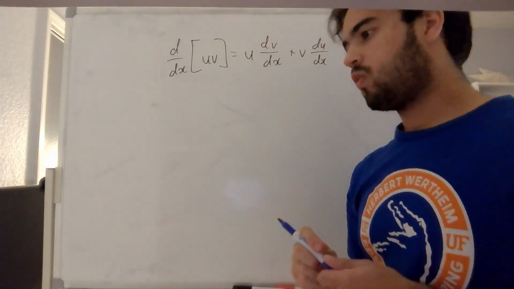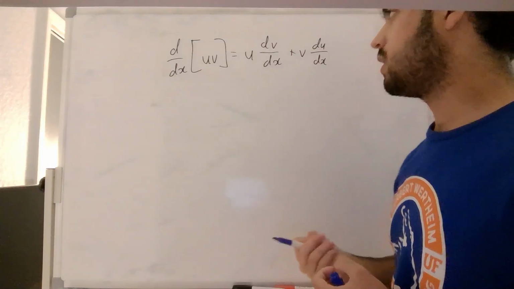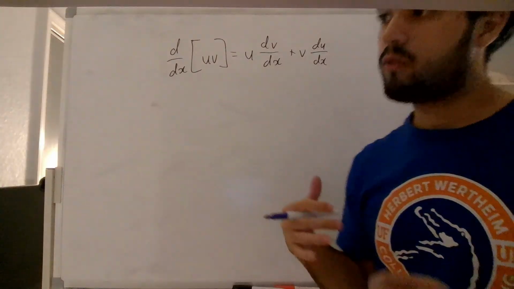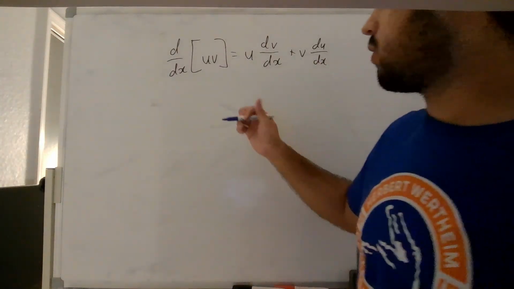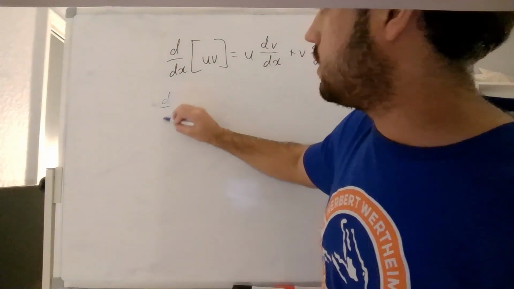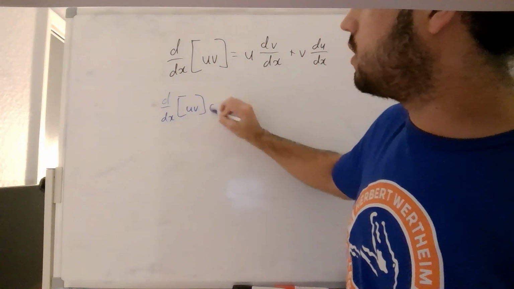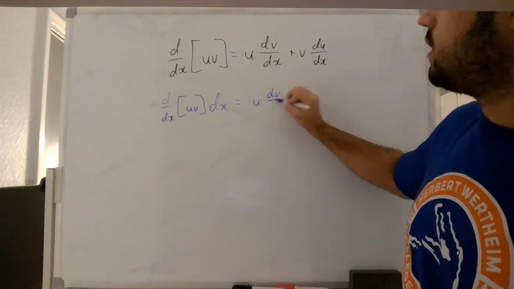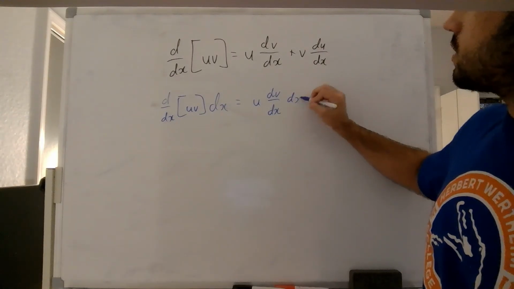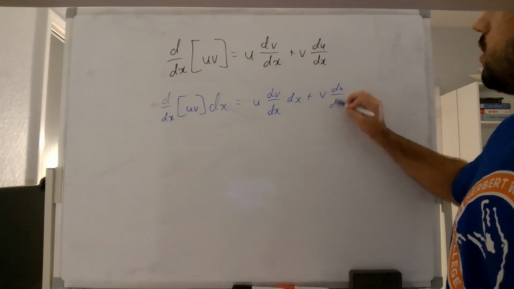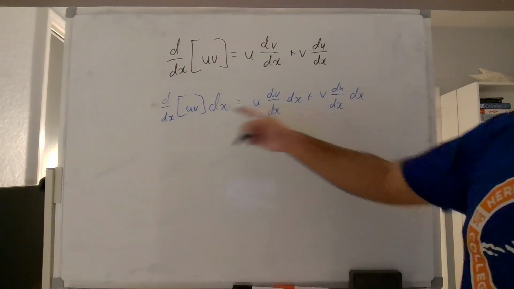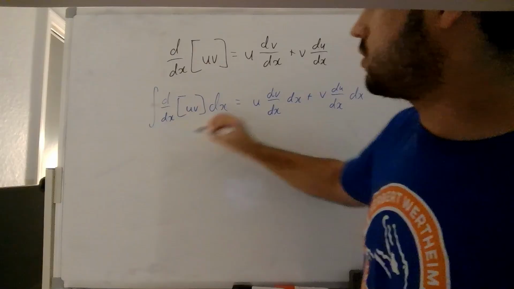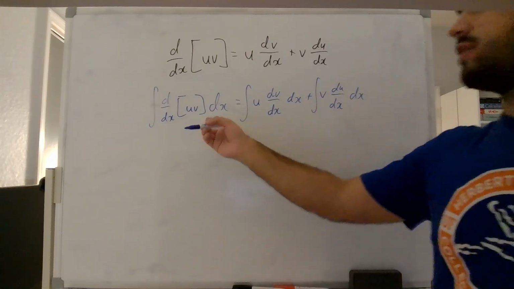Now, what if we multiplied everything by the differential of x? So we'll have d/dx of uv, and then dx, and this equals u dv/dx dx plus v du/dx dx. So we multiplied everything by the differential of x, and then we integrate every term with respect to x.